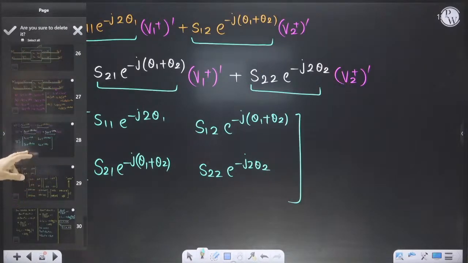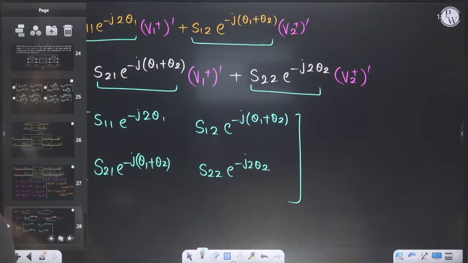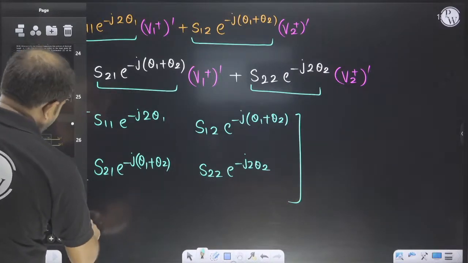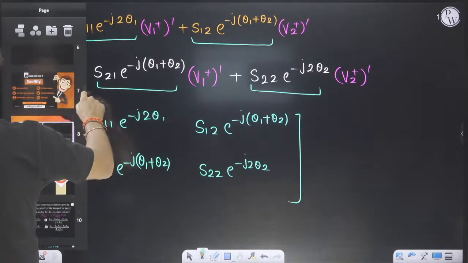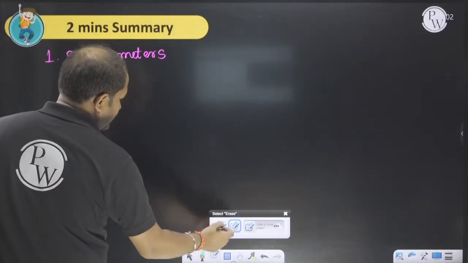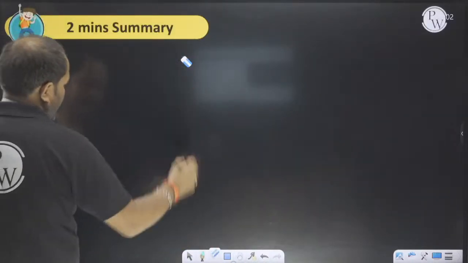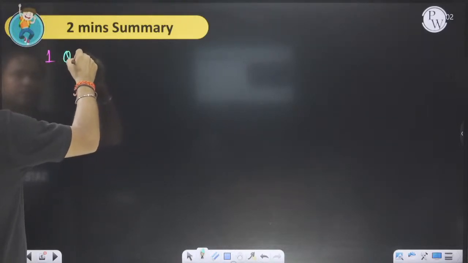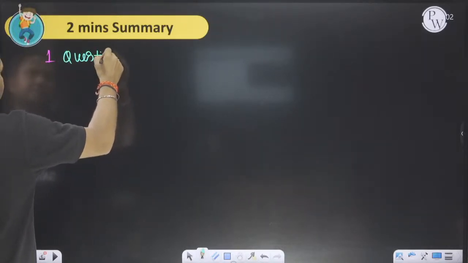Then what will we do? Then our S parameter is over. Our question discussion for S parameter is over.